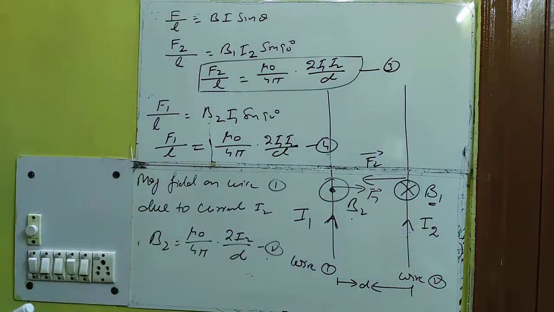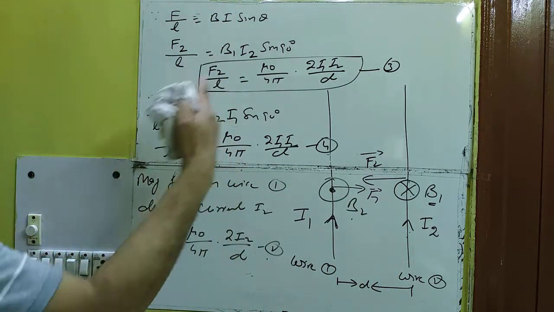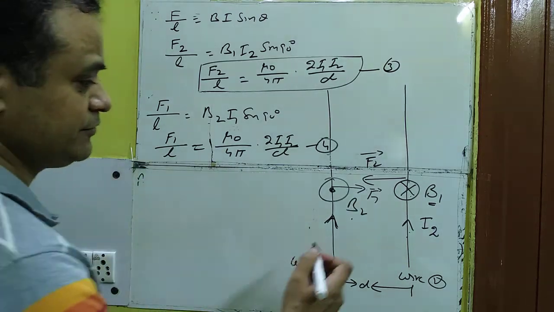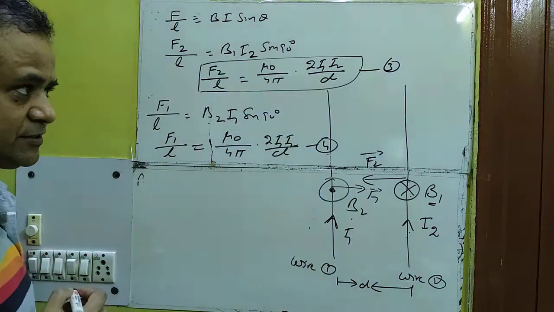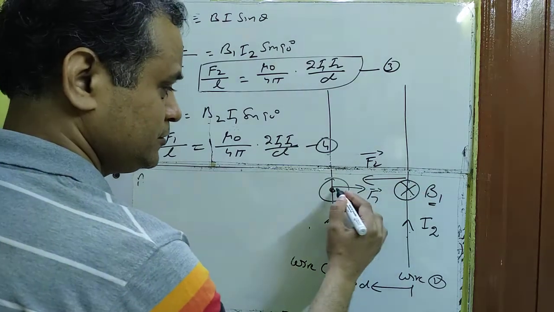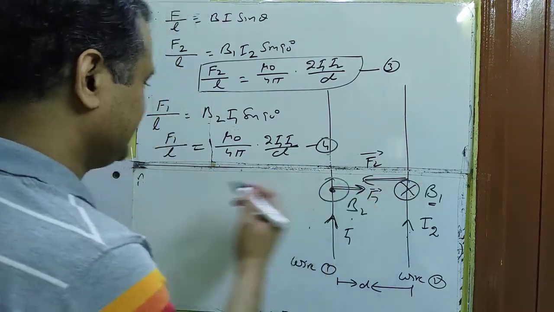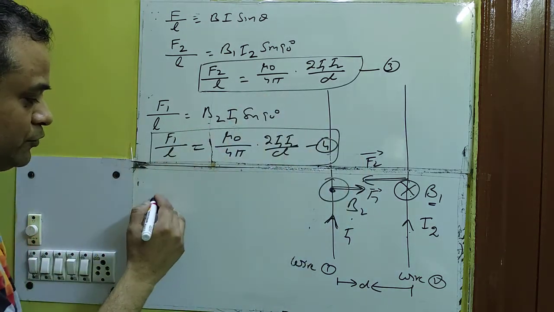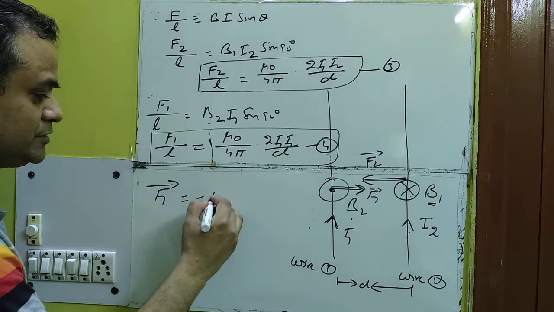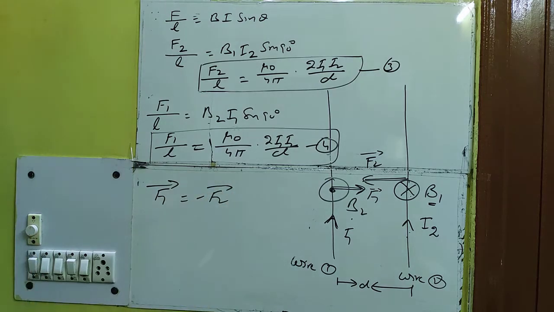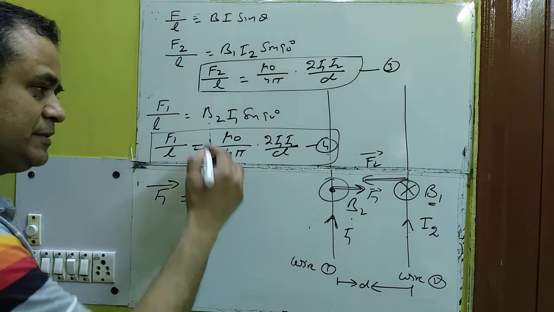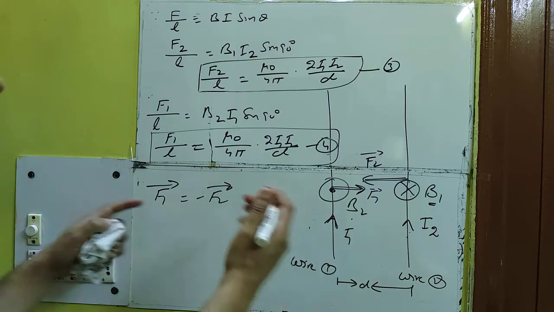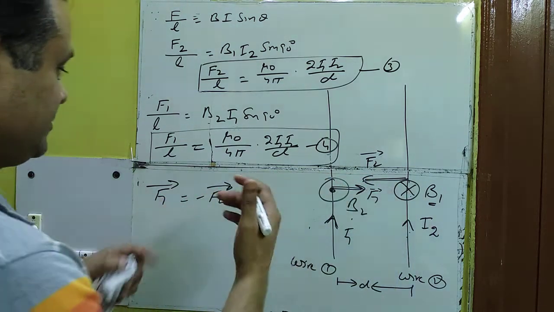Now we can compare equation 3 and 4. Their magnitudes are same. But what is the difference between them? Only in the direction. F1 towards right and F2 towards left. So by comparing these two results 3 and 4, I can say F1 is equal to minus F2. So it is a very important result. That means it also obeys Newton's third law of motion. Every action has an equal and opposite reaction in the different bodies.